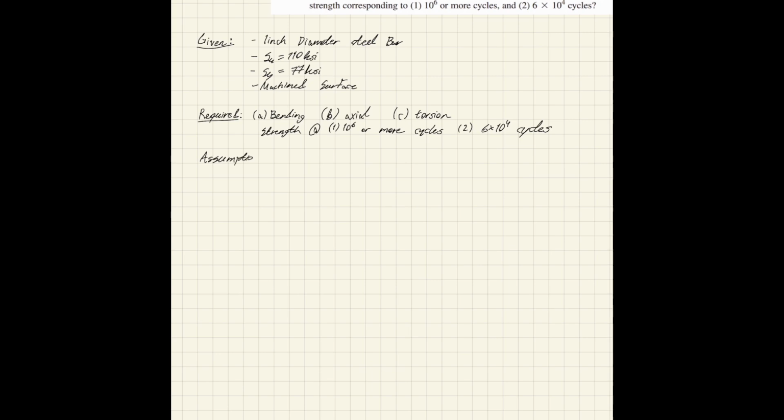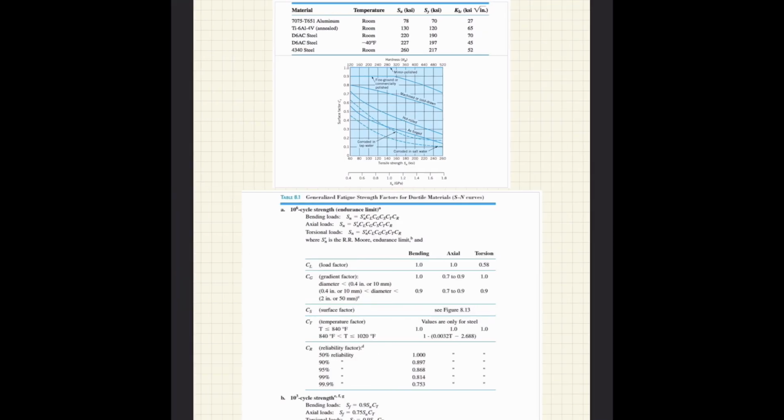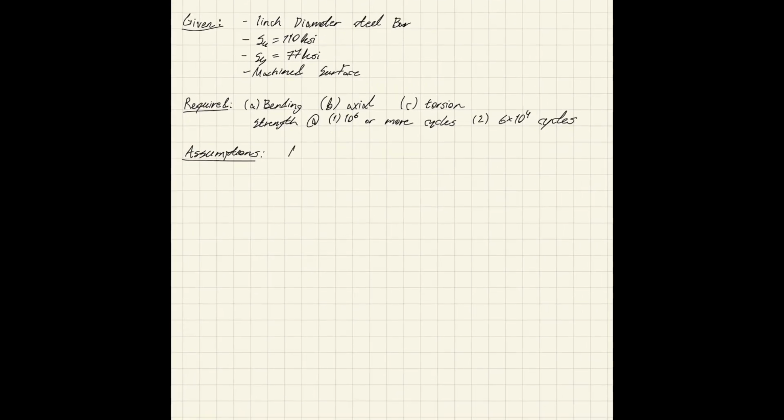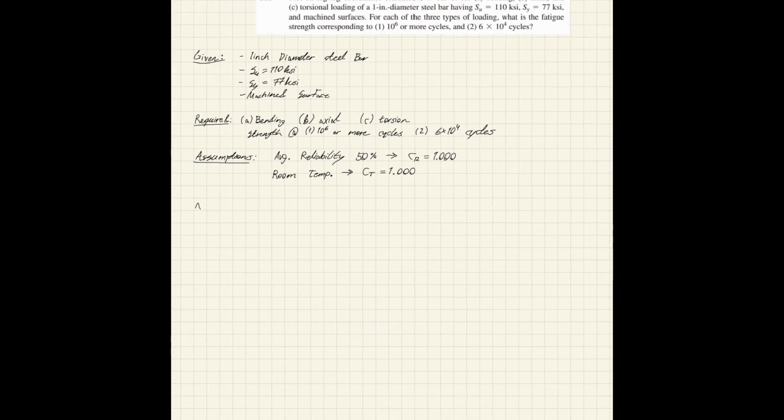So we also have to make some assumptions. For this, we'll be pretty conservative. Look at our assumptions here for CG and CT mainly. So let's assume that our average reliability is 50%, which gives us a CR of 1.1. And our test is conducted at room temperature, which means a CT of 1. So let's get to solving A, the bending load.